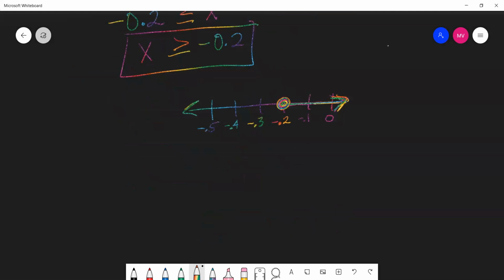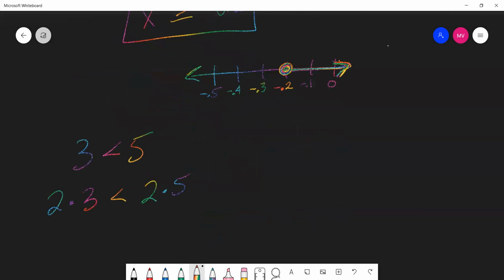The case that they give us, case 1 and case 2 on page 149, again, is 3 is less than 5. True statement, right? So let's say I multiply 2 times 3 and I multiply 2 times 5. Is my statement still true? Yes. Is 6 still less than 10? Yes, even more so when you're multiplying. So that's true.